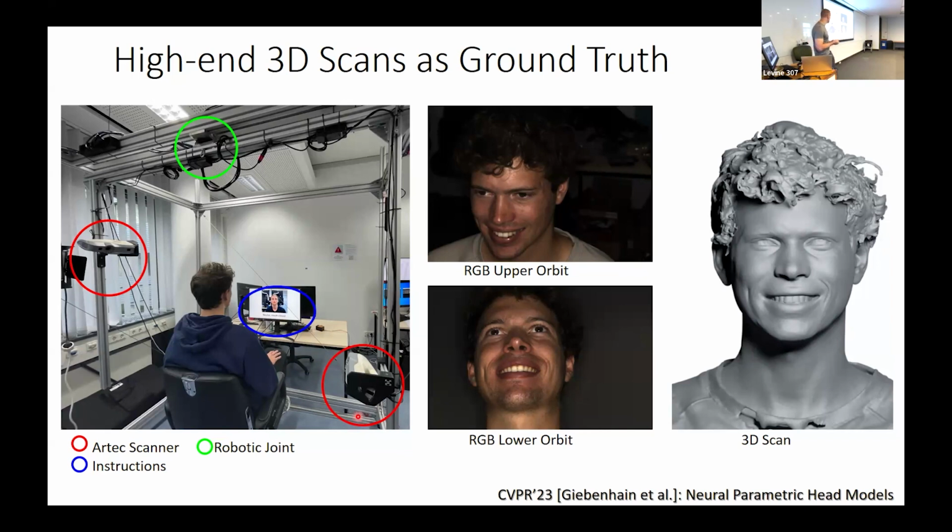These are structured light scanners. The RGB data is pretty bad. It looks like this. It's not great. And the geometry is pretty good, except maybe the hair could be better, but the rest of the face, the teeth, and so on looks pretty decent.